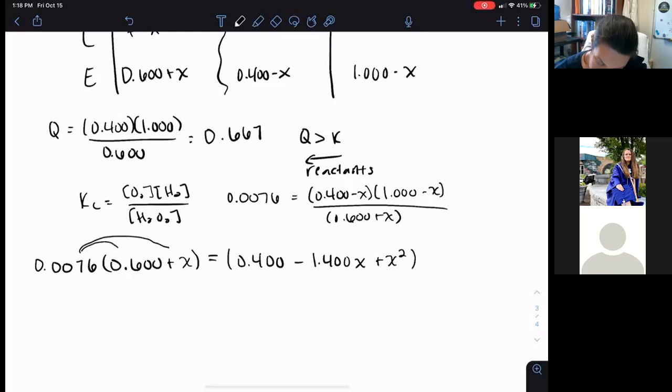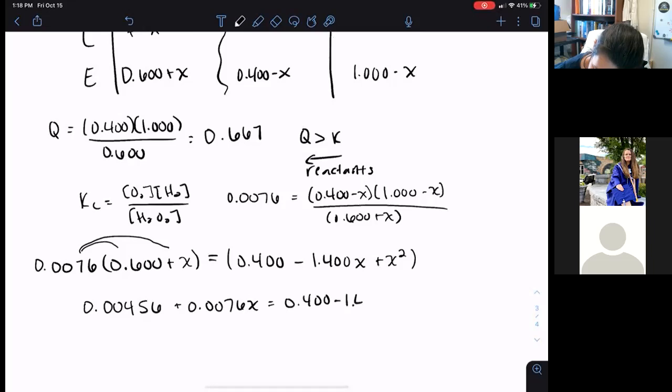Multiplying across, we get 0.00456 plus 0.0076x is equal to 0.400 minus 1.400x plus x squared. And now we're going to subtract.